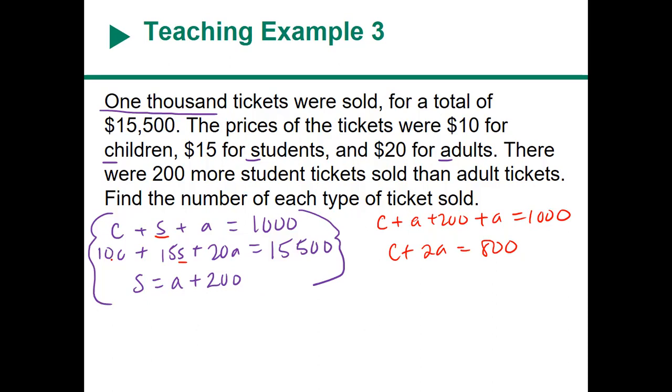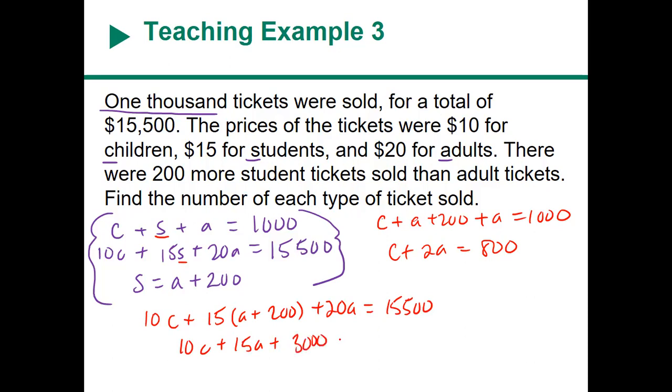Okay, I'm now going to do the same thing in the second equation. I'm going to substitute in for S. So when I substitute in for S, I have 10C plus 15 times A plus 200 plus 20A equals 15,500. That gives me 10C plus 15A plus 3,000 plus 20A equals 15,500. Again, you're going to combine like terms with like terms and move your constant.